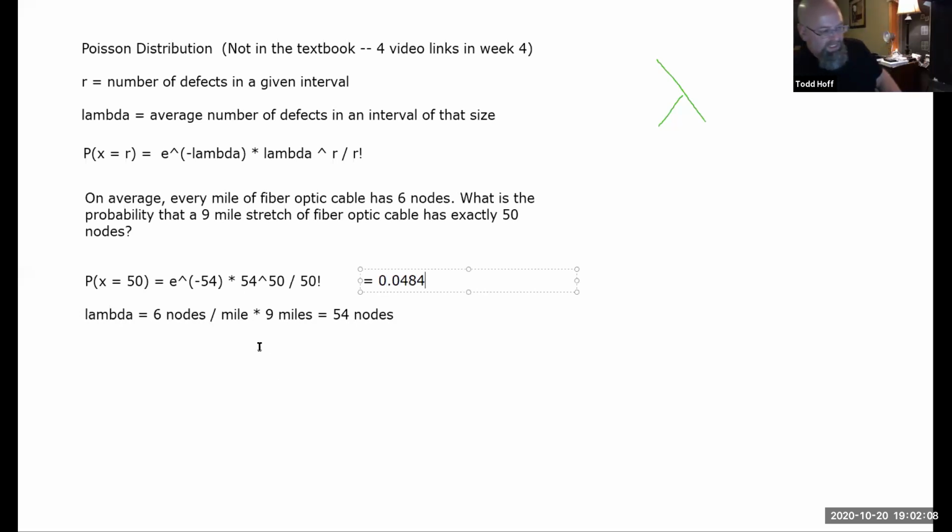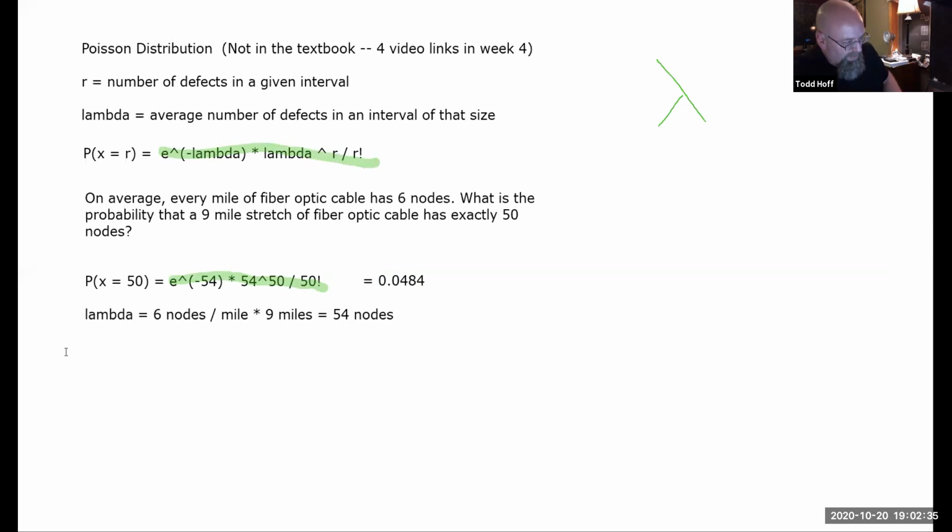So the probability of a 9-mile stretch of fiber optics having exactly 50 nodes is 0.0484. Now, this is kind of a complex formula. It'd be impossible really to do it by hand without a calculator. But with the calculator, it's fairly simple to enter. In fact, it was simpler than doing the binomial probability formula would be on the calculator.